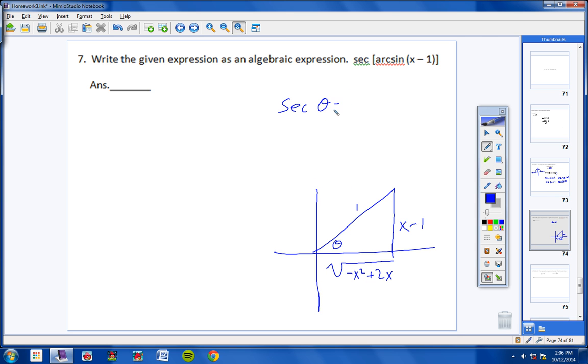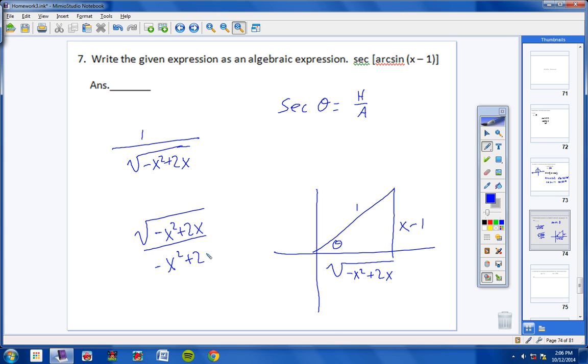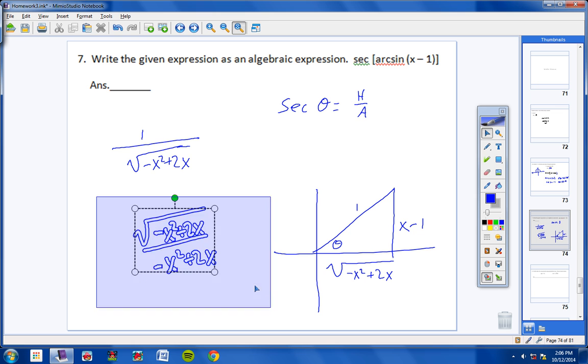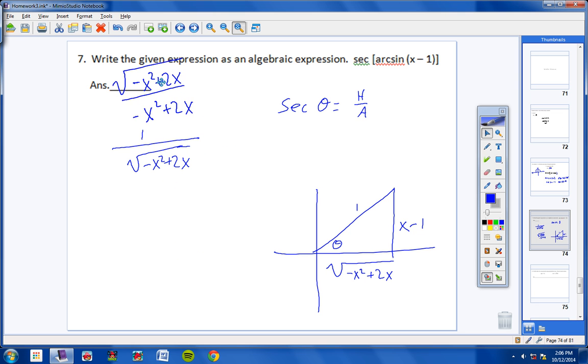And secant, of course, is the reciprocal of cosine, which would be hypotenuse over adjacent. So hypotenuse would be 1, over adjacent would be this right here. Now, if you multiply the top and the bottom by the square root of negative x squared plus 2x, you're going to get the square root of negative x squared plus 2x all over negative x squared plus 2x. And that is the answer right there. I hope this is making sense. If you have any questions, don't hesitate to call or email.